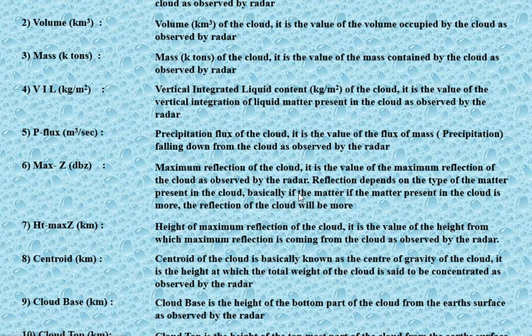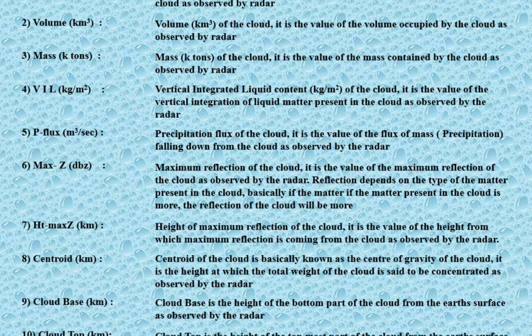You can see the first one is the area. By area we mean the area covered by the cloud. It is the value of horizontal spread of the cloud as observed by the radar. Then comes the volume. Volume is measured in cubic kilometers. It is the volume occupied by the cloud as observed by radar. Then mass in kilotons. It is again the mass of the cloud, the value of the mass contained by the cloud as observed by radar.